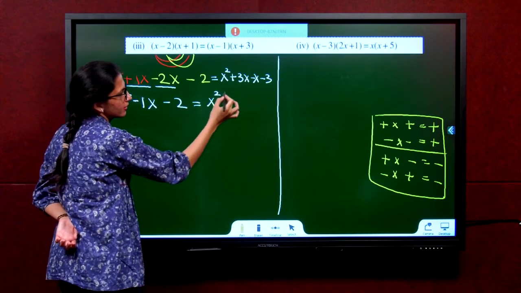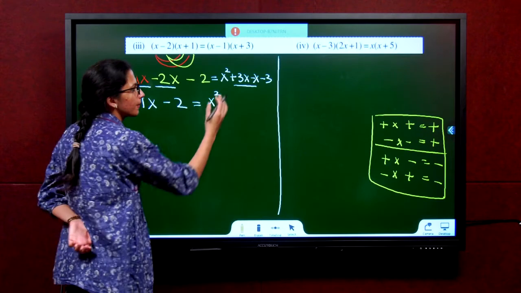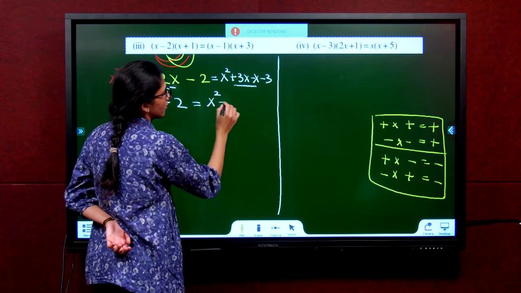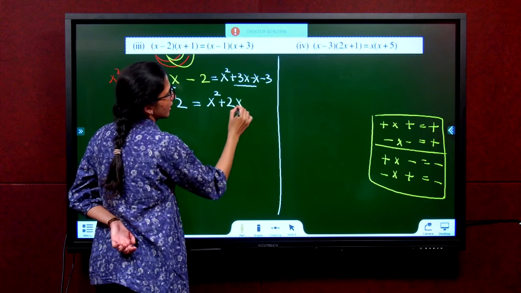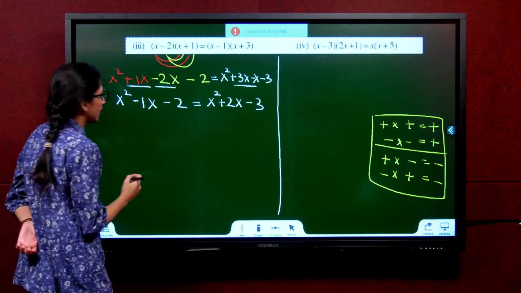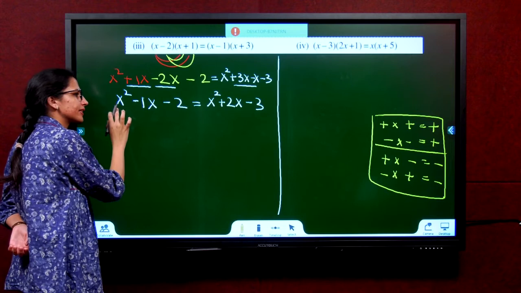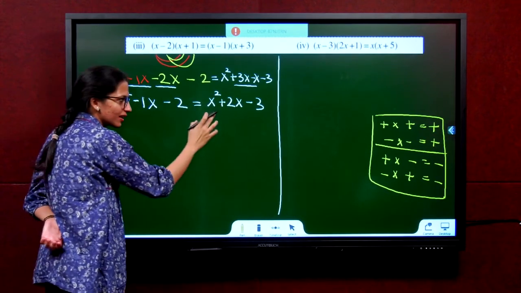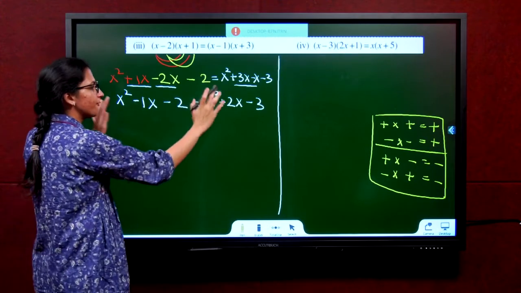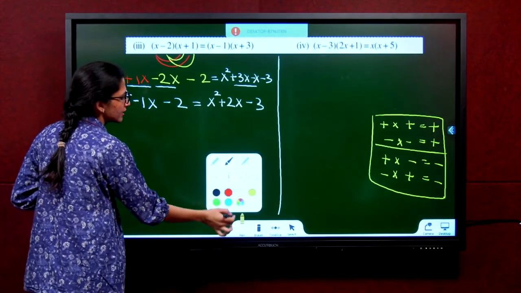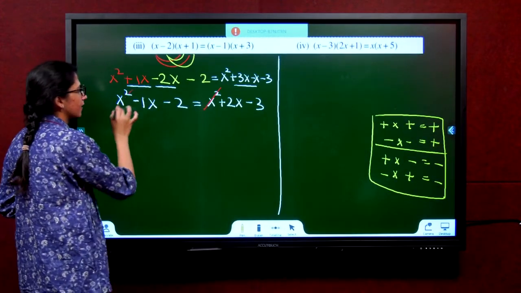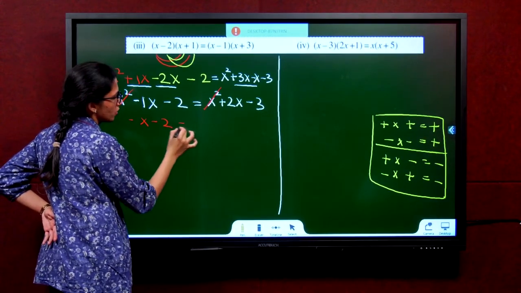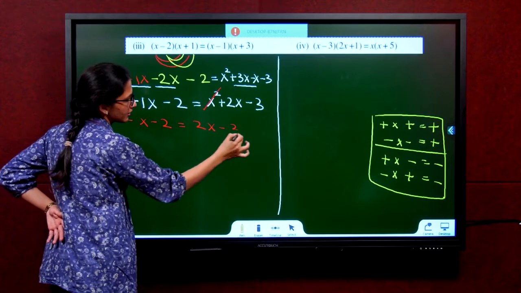x square. Same method. Plus 3x minus 1x. 3 minus 1, plus 2x, minus 3. As you can see, x square is here also. x square is here also. What happens to both the x squares? They are the same. They are on different sides. We can always cancel. They are cancelled. So you're left with minus x minus 2 is equal to 2x minus 3.